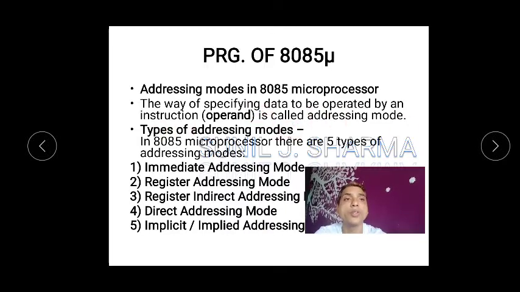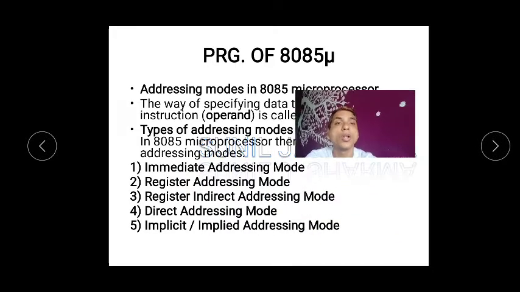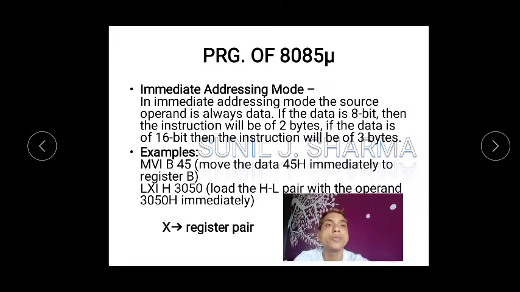So types of addressing modes in the 8085 microprocessor: there are five types of addressing modes. Immediate addressing mode, register addressing mode, direct addressing mode, register indirect addressing mode, and implicit or implied addressing mode. Today we'll try to cover all these types of addressing modes. First we are going with the immediate addressing mode.